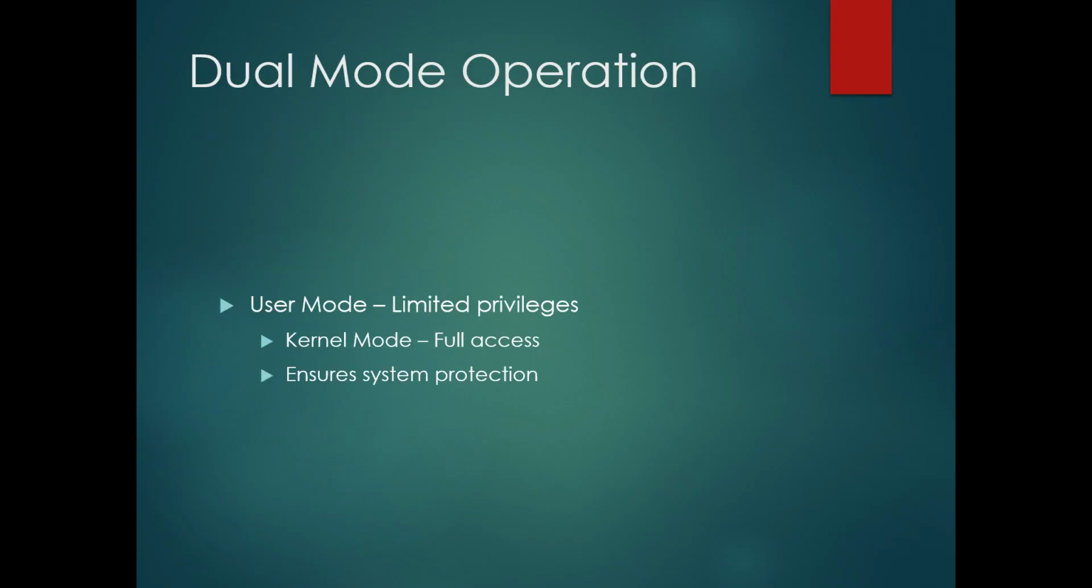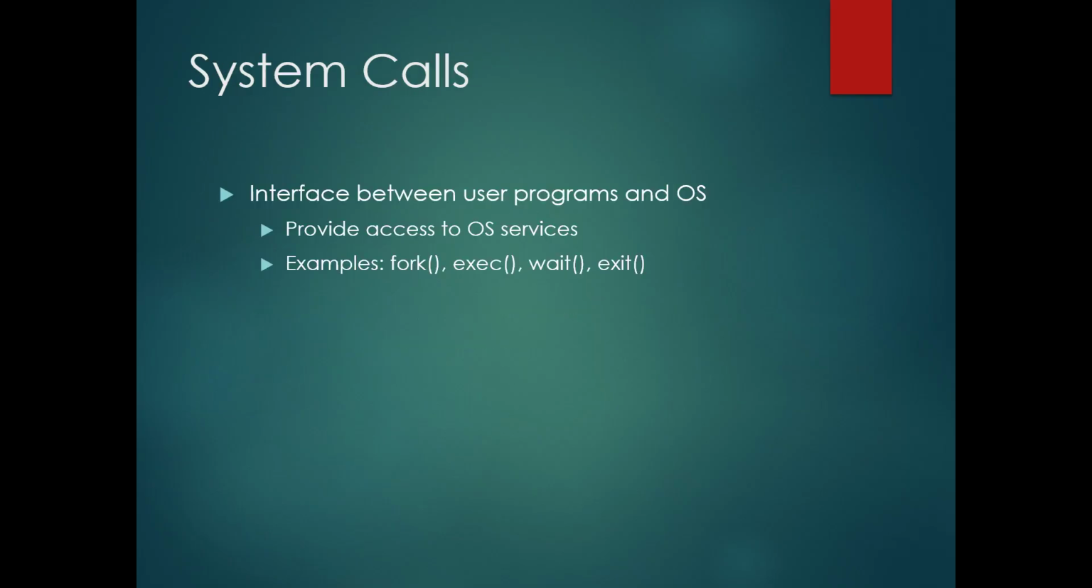The next is dual mode operation. Operating system uses dual mode operation for protection. In user mode, programs have limited access. In kernel mode, the OS has full access to hardware. This prevents user programs from damaging the system.